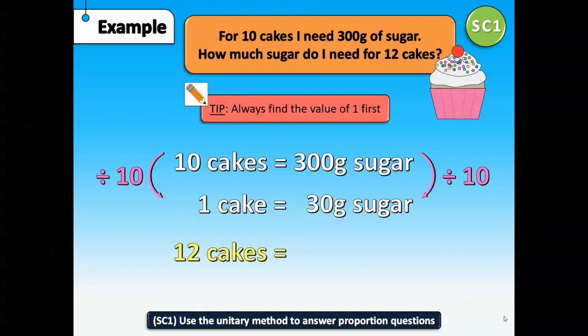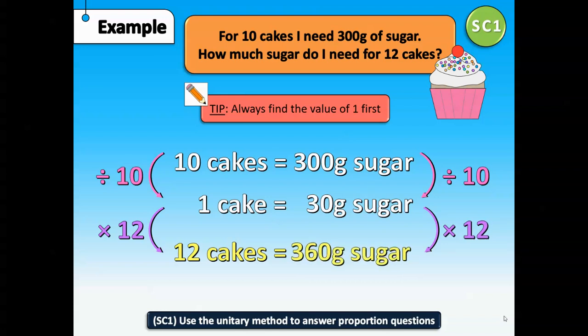So now we can work out how much sugar we need for 12 cakes. We times 1 by 12 to get 12. So we times the other side by 12 as well. 30 times 12 is 360. So for 12 cakes, we need 360 grams of sugar.